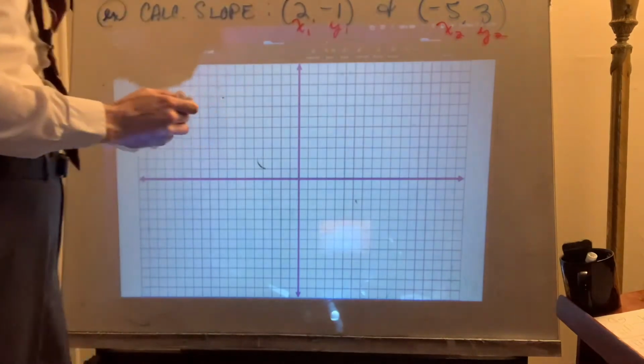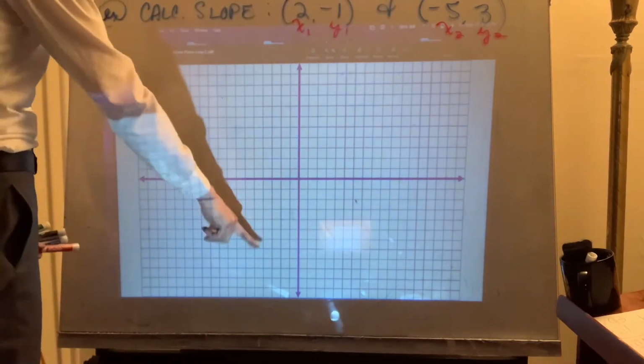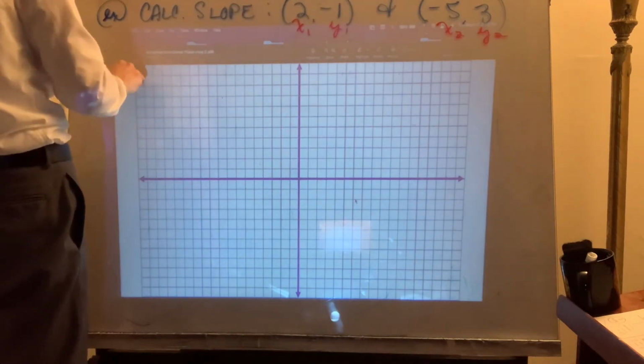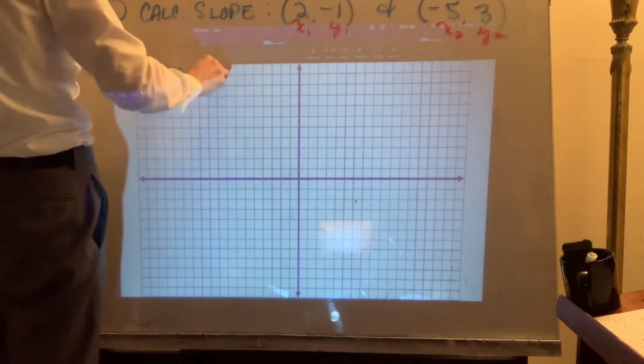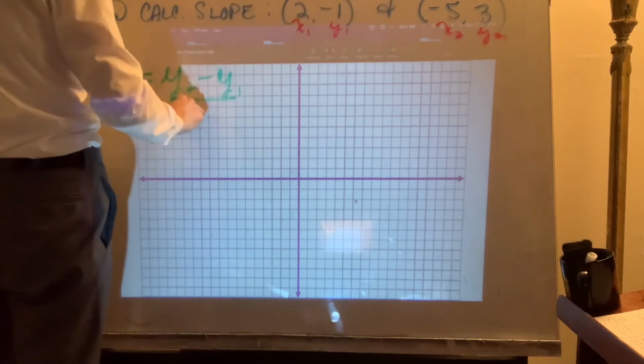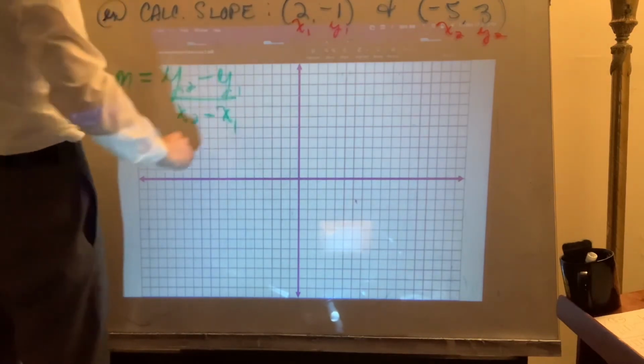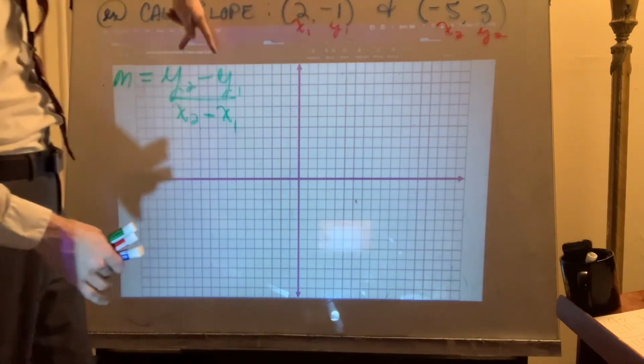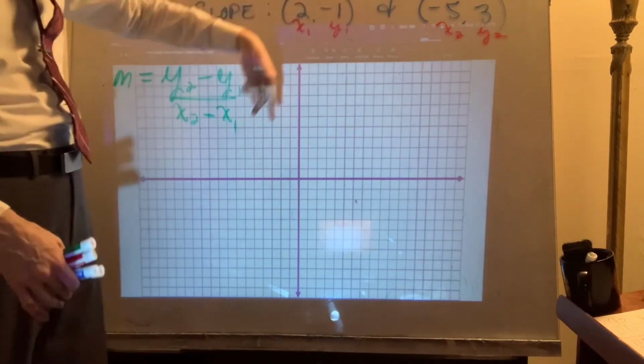Then you take them and you superimpose them on the formula. So if the slope formula is y sub 2 minus y sub 1 over x sub 2 minus x sub 1, you don't have to do this on graph paper, of course. You're going to insert strategically each of those values where they're supposed to be.